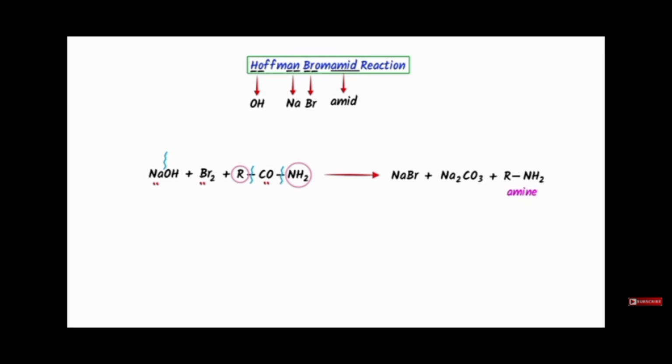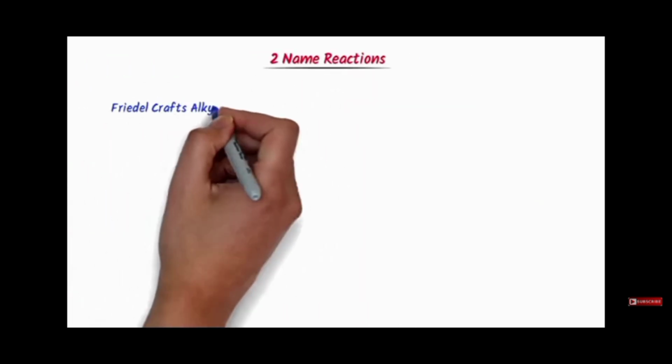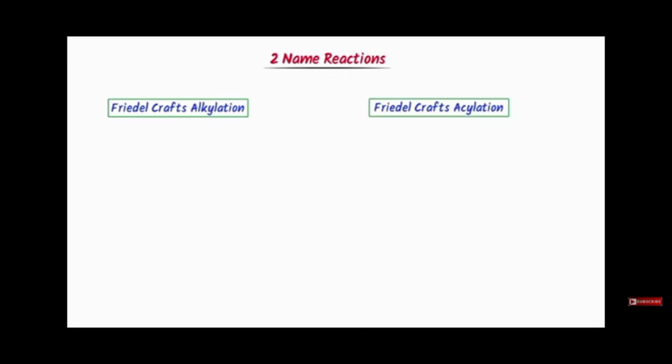Thus note it down. Now let me teach you two more reactions like Friedel-Crafts alkylation and Friedel-Crafts acylation. Well, I always count the letters of Crafts. 1, 2, 3, 4, 5, 6. These 6 letters remind me the 6th carbon of benzene ring.